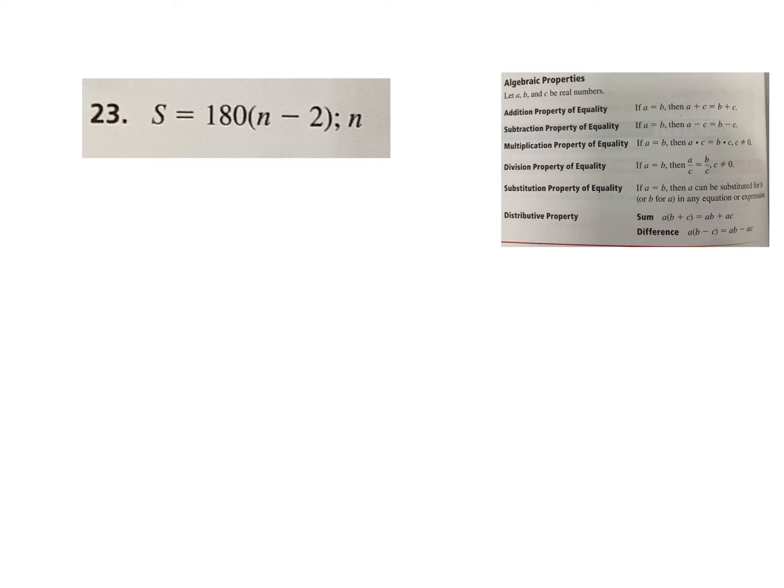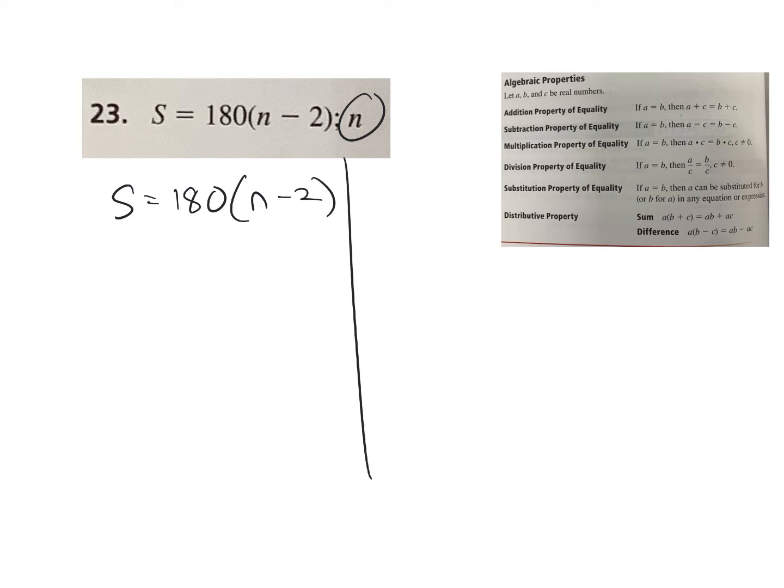Okay, number 23. So now we're solving for n in this equation. So our equation is s equals 180 times n minus 2. All right, and that's our given. What are we going to do? We got to get n by itself. It's in the parentheses, so let's distribute and go from there. So this is going to be the distribution property.